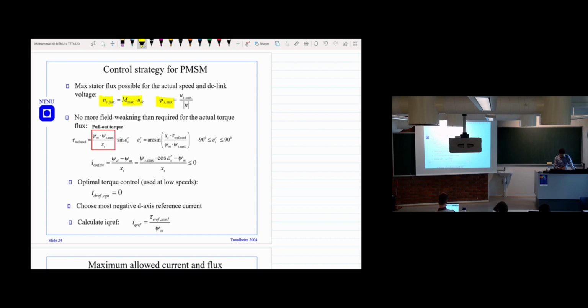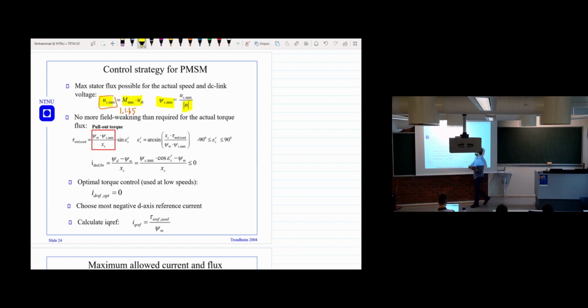The converter has the DC input. And M max is the maximum modulation that you can provide, maybe 1 or 1.15. So that is the maximum that we can provide, and that gives us the fixed US max voltage. And then we can decide what is the maximum speed that we want to run, which gives us psi s max. So we get the psi s max.